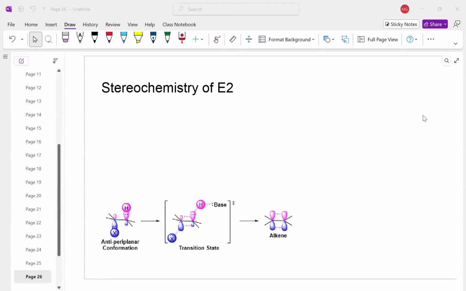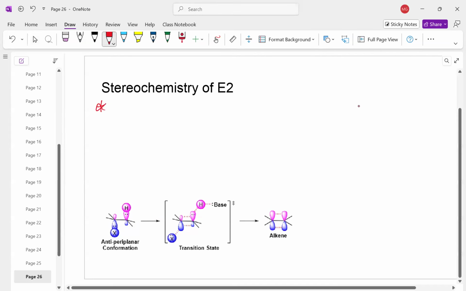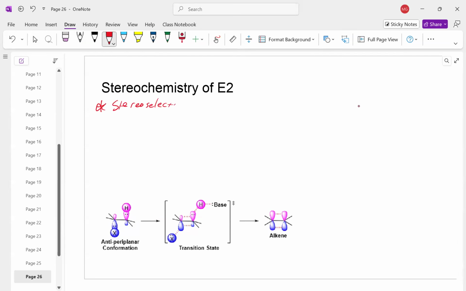All right. What we're going to look at now is the stereochemistry involved in an E2 reaction. And there's two aspects of stereochemistry that we're going to talk about. The first of these is stereoselectivity, which is the preference of forming one stereoisomer over any others.